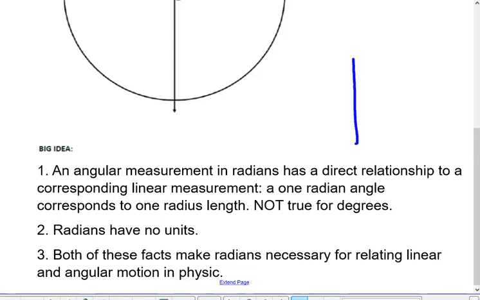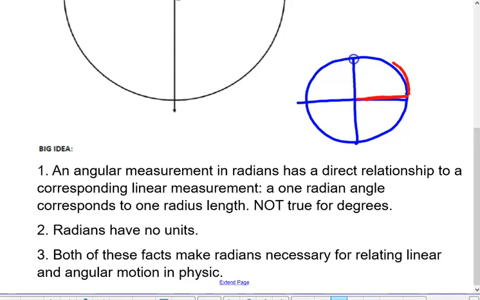So recall what we did earlier when we first introduced radians. We said if we take this radius length and we take that same distance along the outside edge of a circle, this was a 1 radian angle. I'll write it as 1 radian. So we have a 1-to-1 correspondence to a certain linear distance and 1 radian angle.